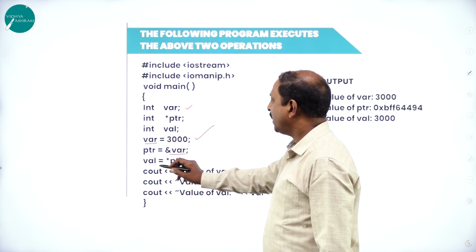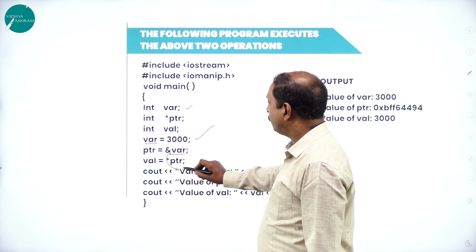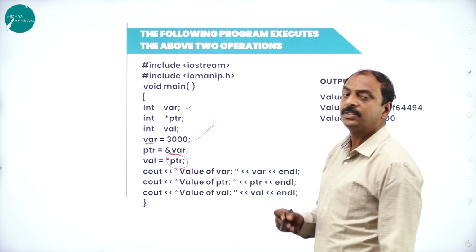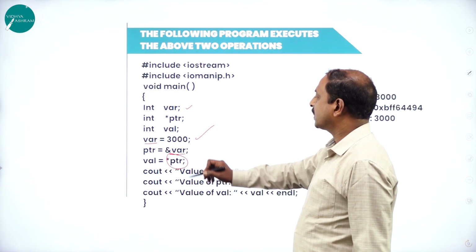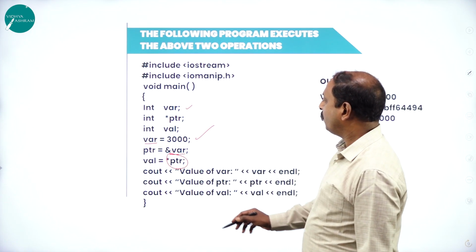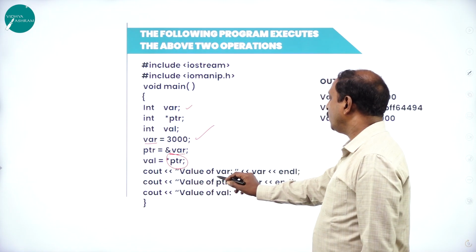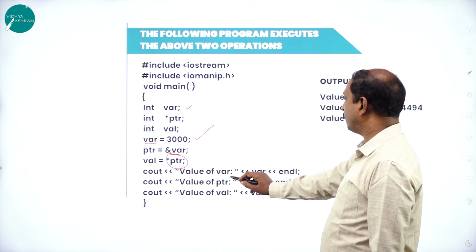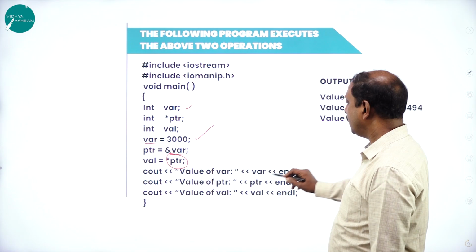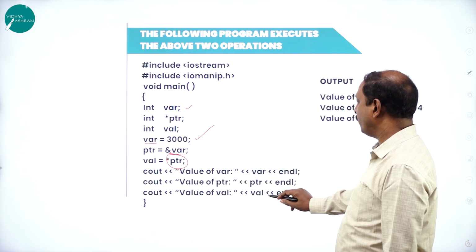Next one is val. Here val equals star ptr. This is another operator, the reverse operator. It gives the content of the variable, so star ptr. Now if you use the output statement here, look at this. Cout value of variable, variable equals var, endl, value of ptr, as well as we are printing the value of val.